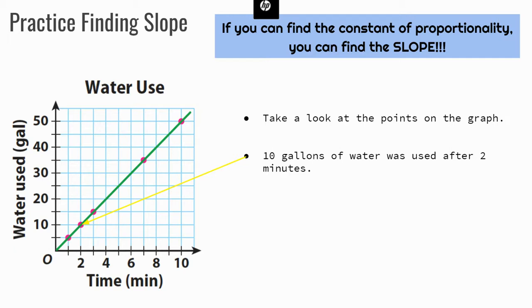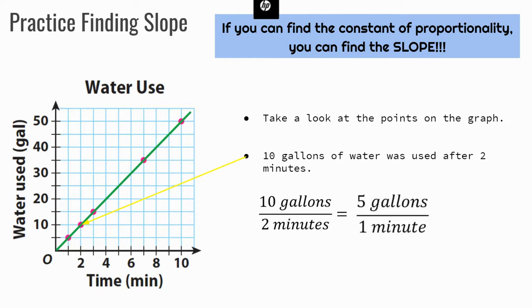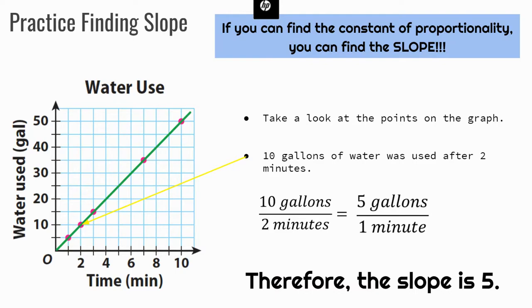In other words, the rate at which water is being used is 10 gallons every 2 minutes. Well, if you recall how we found the constant of proportionality back in a previous unit, you're going to use the same method to find the slope now. Reduce this 10 gallons every 2 minutes to 5 gallons every 1 minute. You have the constant of proportionality, but remember, the constant of proportionality is just the slope. So the slope of this line is 5.